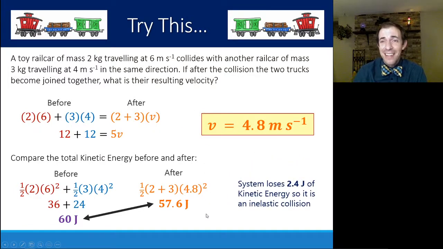That is an inelastic collision because there was some energy that was lost. It lost about 2.4 joules to probably sound, heat. Maybe there's some light in there, but most likely it's heat, maybe a little bit of sound, that some of that energy was dissipated to something else. So we call this inelastic because the conservation of kinetic energy does not hold true.